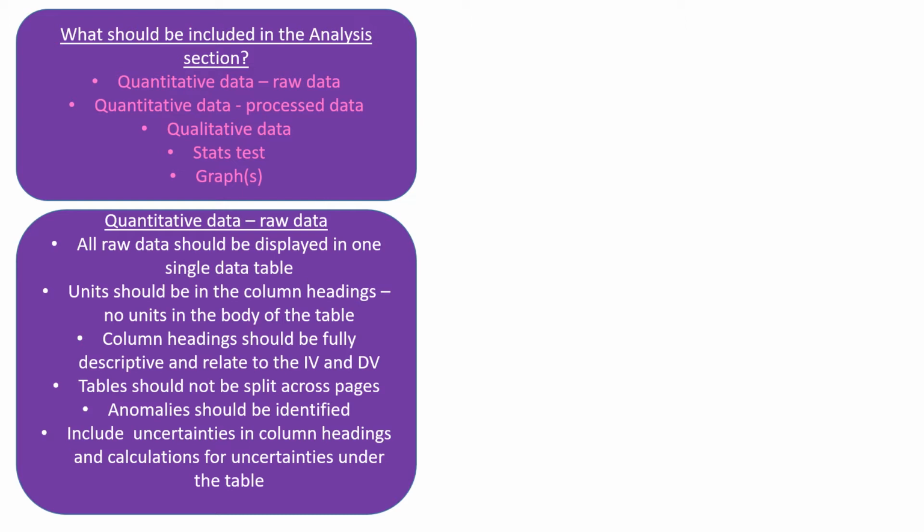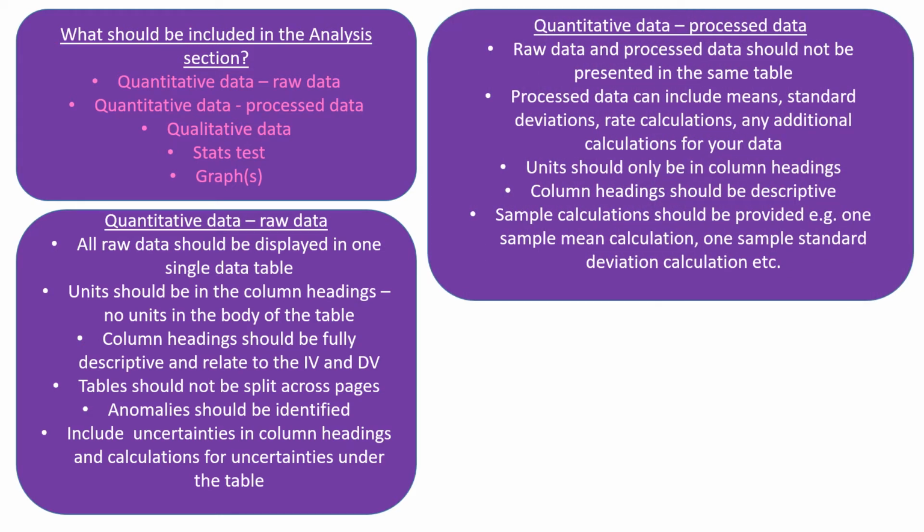And uncertainties should be in column headings. So where it says time taken for the solution to go colourless, in brackets you would then have seconds, and then you would have, for example, plus minus 5 seconds if that's your uncertainty. The process data, so in your raw data table, you literally just have the data that you collected. You don't have means, you don't have standard deviations, nothing, just your raw collected data.